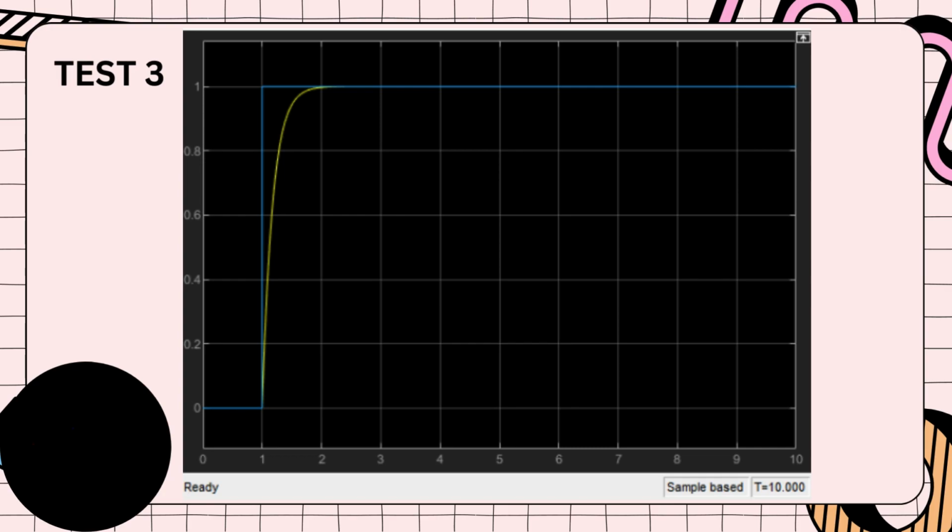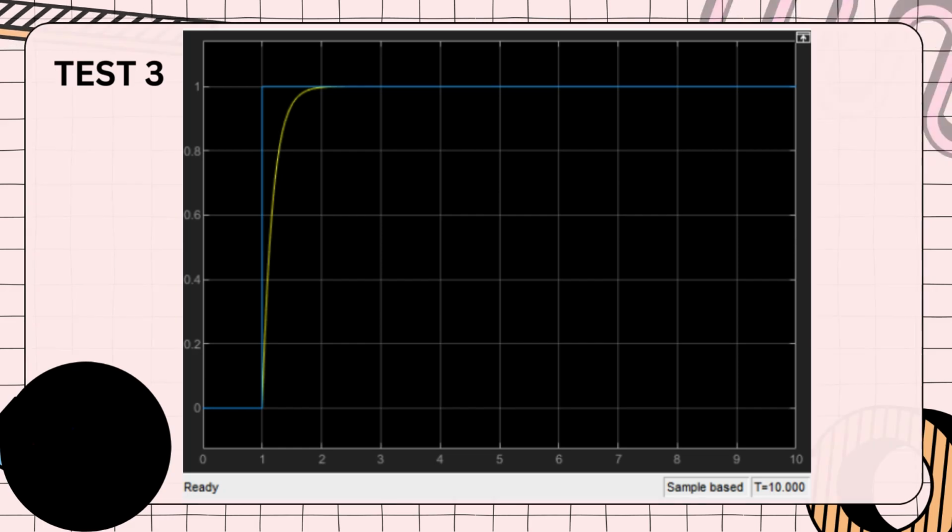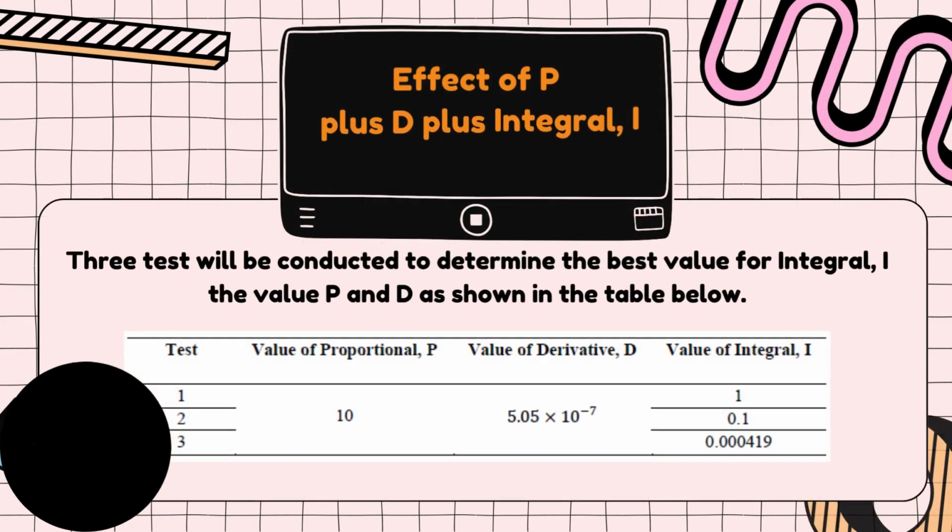From all the graphs, the best graph is when D equals 5.05 multiplied by 10 to the power of negative 7. The output line is almost parallel to the step input line. Lastly, the effect of P plus D plus integral I. The integral values are shown in the table below.